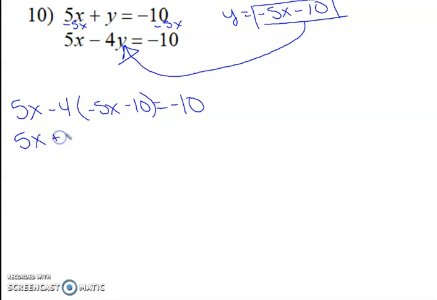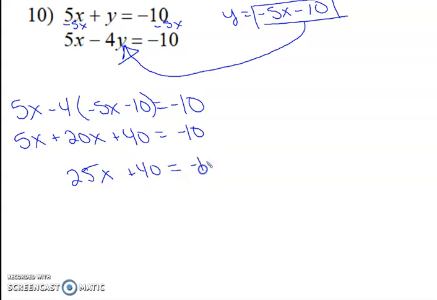5x plus 20x plus 40 equals negative 10. 25x plus 40 equals negative 10. 25x equals negative 50. X equals negative 2. Am I done? Can I check it? No, I have to pick one and put it back in to figure out what y is.